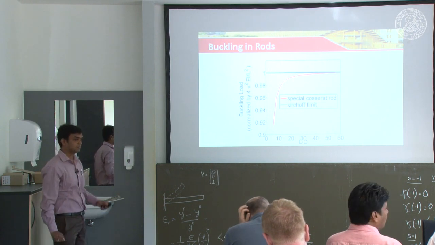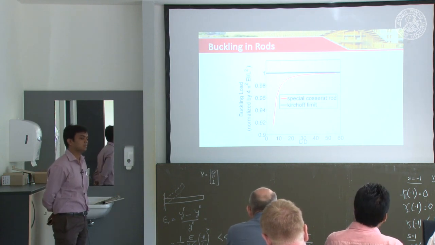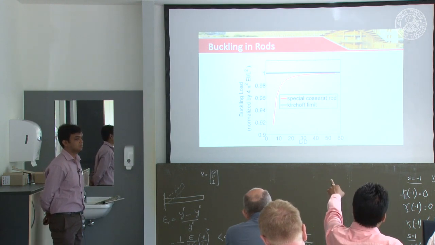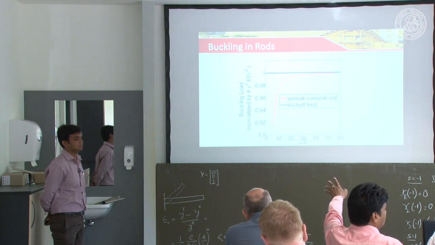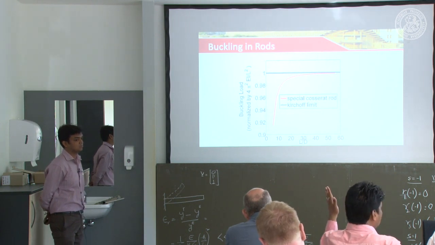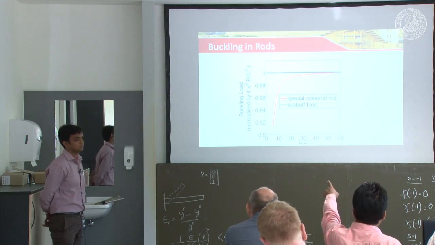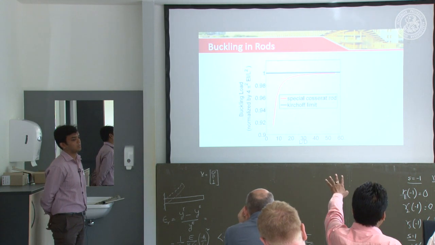And for such Kirchhoff rods, one can find the analytical formula for the buckling load, which is 4 pi square EI by L square. So if you compress a Kirchhoff rod, the analytical formula for the buckling load can be derived: 4 pi square EI by L square.